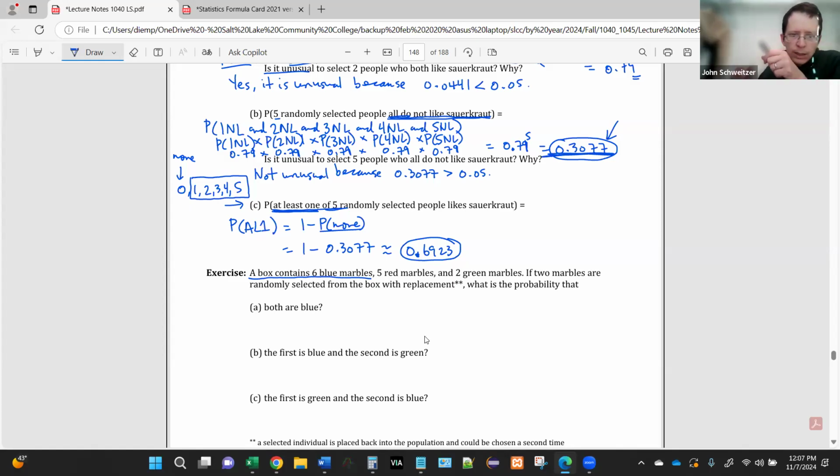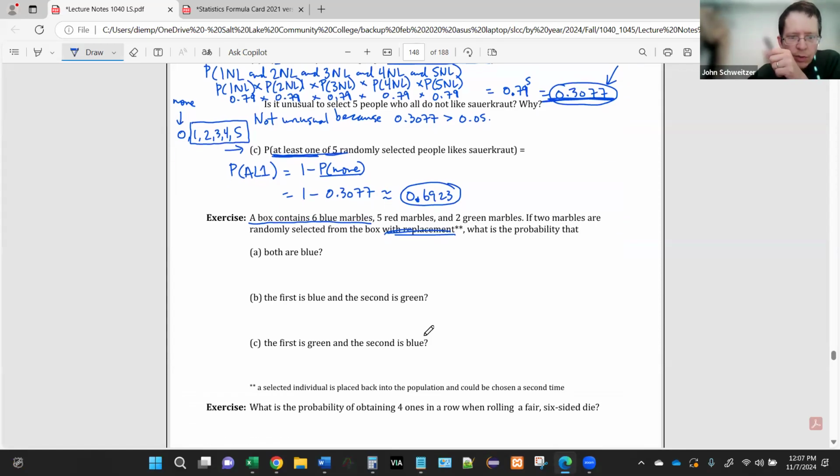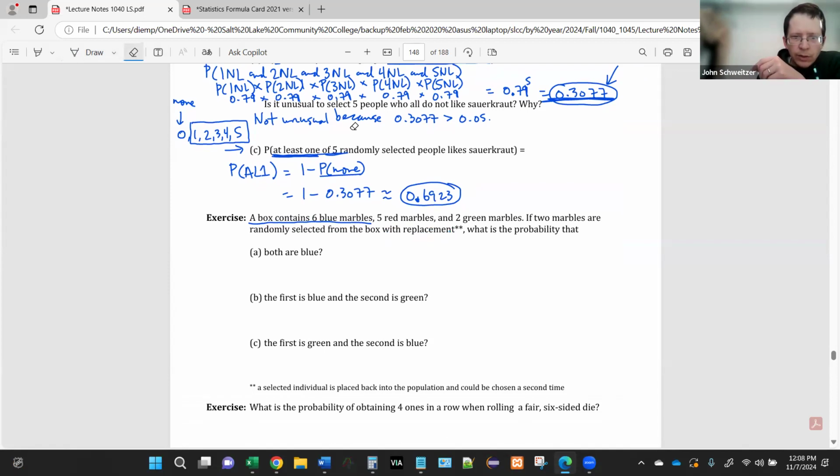Okay, so we've got a box. There's 6 blue marbles in there, 5 red and 2 green marbles. We're going to select 2 marbles from the box with replacement. What is the probability that both are blue? The first is blue and the second is green? The first is green and the second is blue? So what do these words mean? With replacement has a double asterisk next to it, so we should consider what that means.